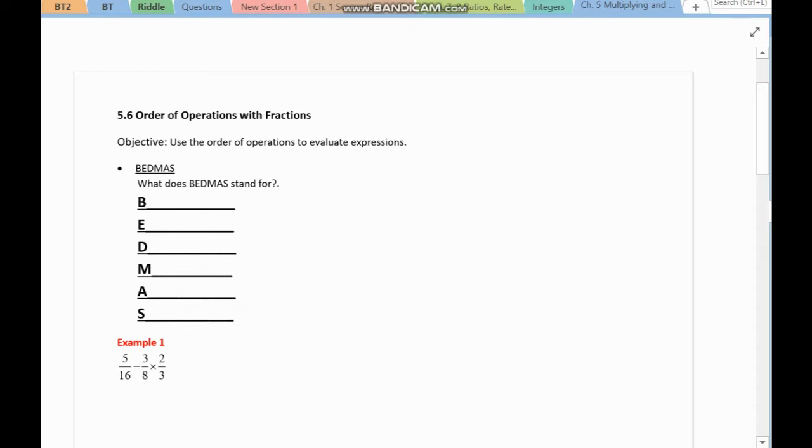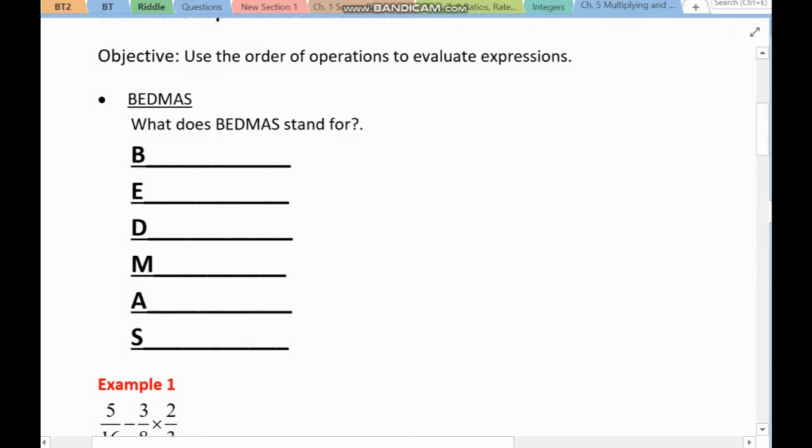Today we're going to learn order of operations with fractions. So we learned BADMAS in grade 7. Does anybody remember what BADMAS stands for? Okay, B, BADMAS. B stands for, what is it everyone?